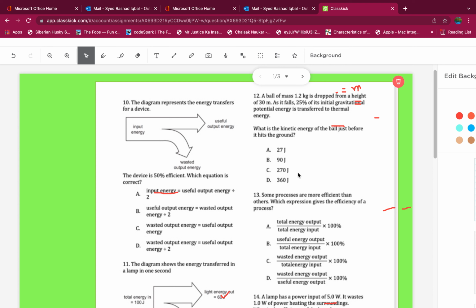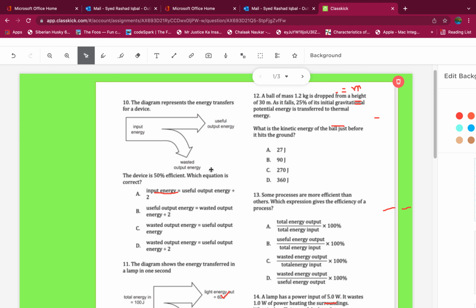Another example: consider switching on a light. What is the energy we give as the input? Electrical energy. Then it changes into what forms? The output of the lamp is thermal and light. Thermal is dissipated energy, wasted energy, and the light is useful energy. Now let's solve the questions here.